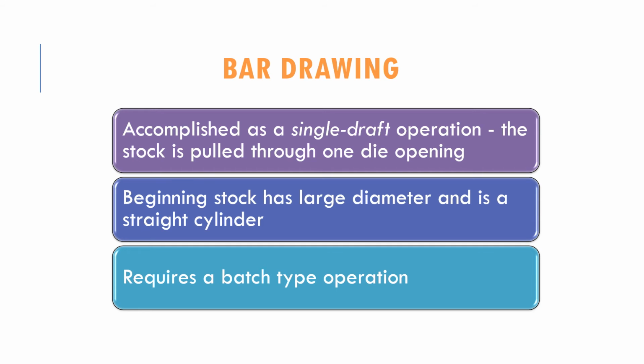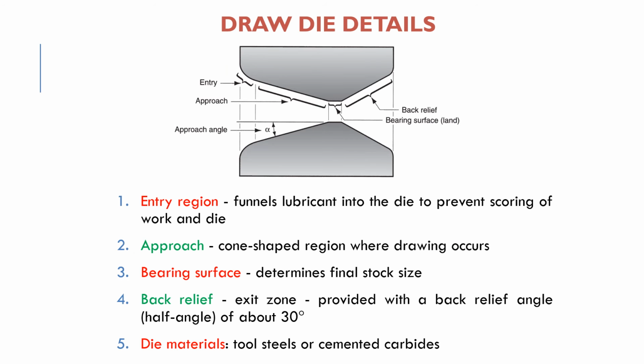So the beginning stock has a large diameter and is a straight cylinder. So this one will require a bash type operation. Here is the detail of the draw die. So the first thing is there is entry. So entry region is where the work material will start going inside the die.